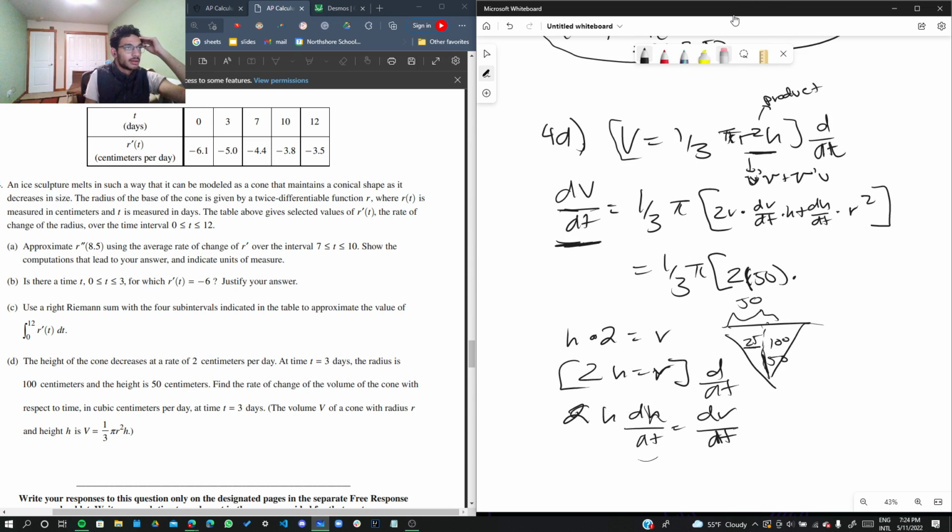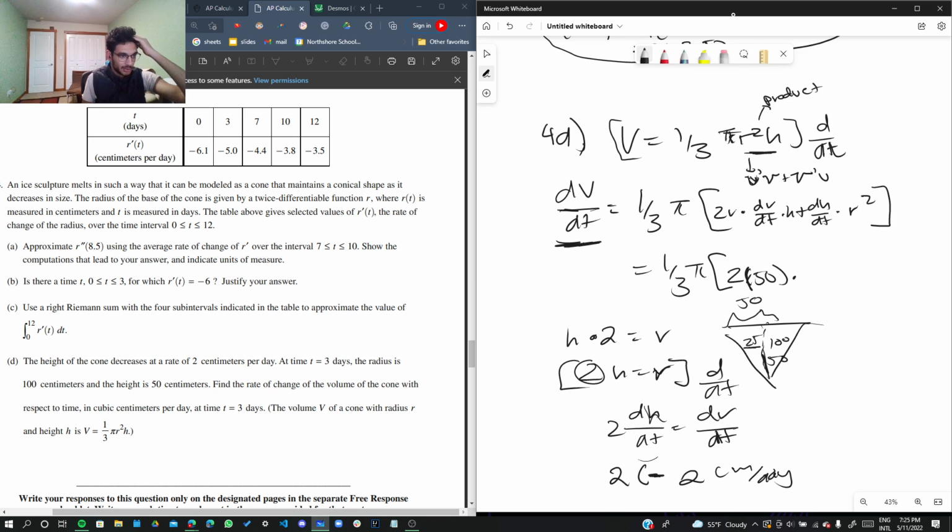What is this? It's just two. So we have this two constant, and then we have 2 dh/dt equal to dr/dt. So dh/dt is how fast the height is changing, and they said it decreases at a rate of 2 centimeters per day. So this is -2 centimeters per day.